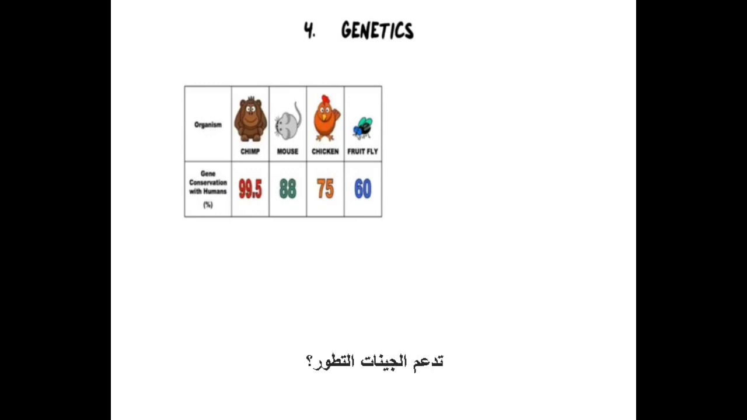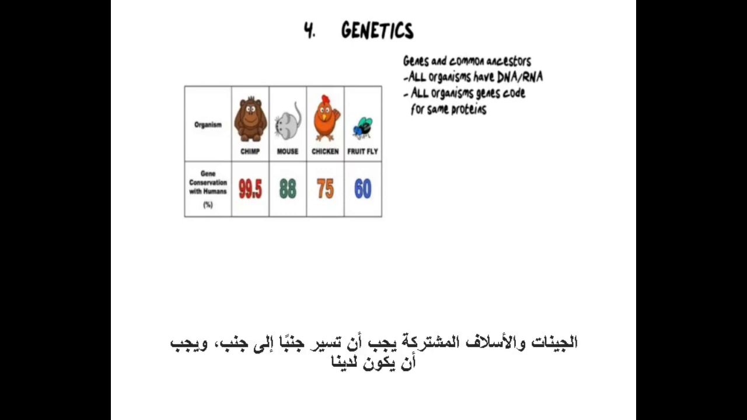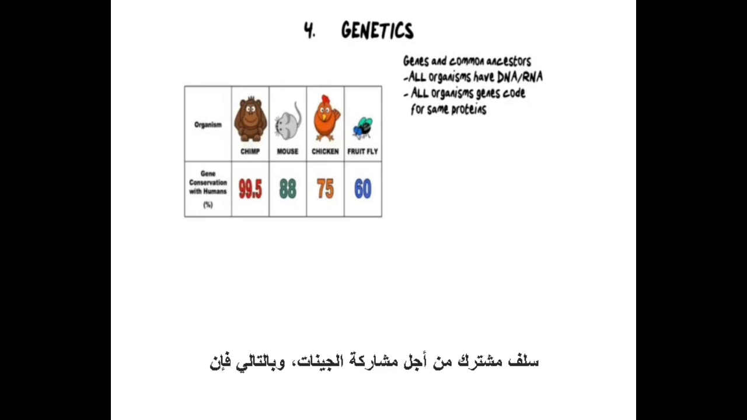And so how does genetics support evolution? Well, the first thing it does is it shows us that genes and common ancestors must go hand in hand. We have to have a common ancestor in order to share genes. And so all organisms have DNA or RNA in some fashion, which means we must be related to each other. There's no alternate. And the fact that all organisms' genes code for the same protein. In other words, the way in which a mouse makes muscle is the same way a chicken makes muscle, the same way a human makes muscle. We all make these same structures in exactly the same way, and that means we have the same genes.